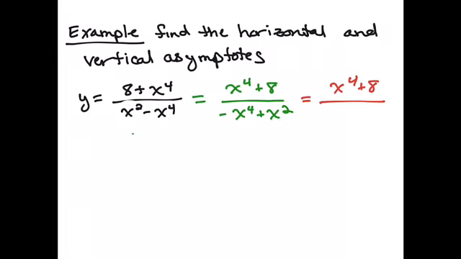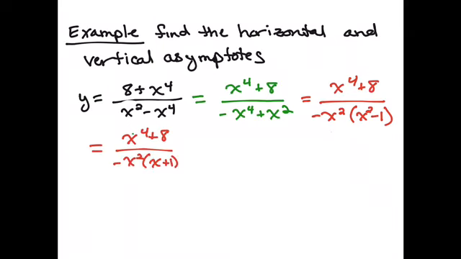I can't do anything with the numerator, but in the denominator, I can factor out a negative x squared. And that'll leave me with x squared minus 1. I factored out the negative because I didn't want to have a leading coefficient that was negative for the x squared minus 1 because I still need to factor that. So this is x to the fourth plus 8 over negative x squared times x plus 1 times x minus 1.